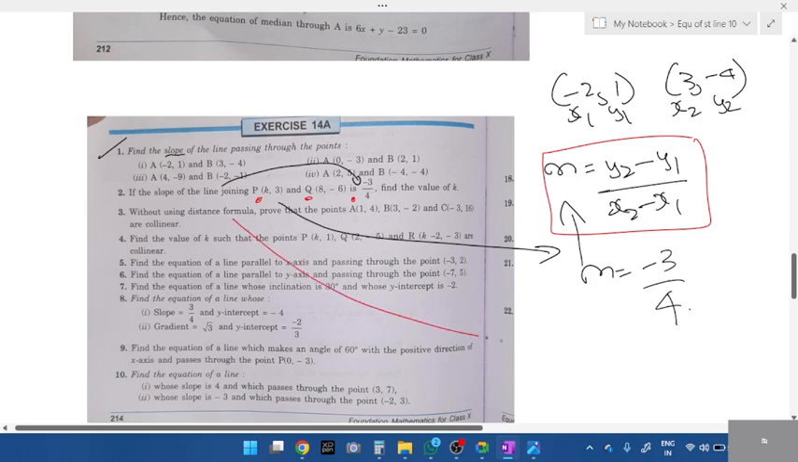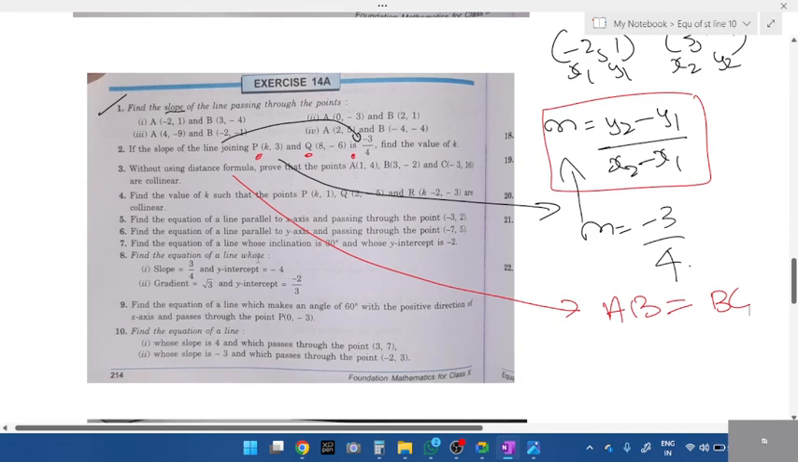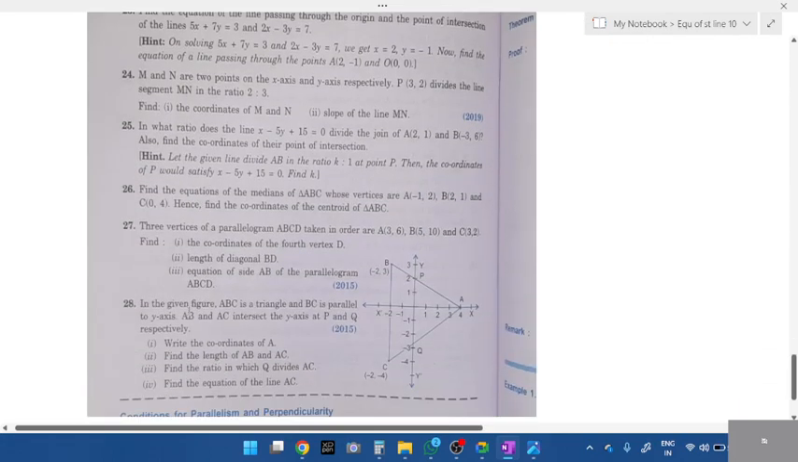Next, collinear formula. Slope of AB is equal to slope of BC. Use that, you'll find collinear. Even the fourth one, collinear. Then the parallel concept. Whatever we solved, parallel to x, parallel to y, parallel. Eighth question. Slope is given, intercept is given, gradient is given. We need to find the equation. Ninth question, 10th one. Everything is easy, students. Nothing is tough except the last 3-4 questions here. Okay, 3 or 4 questions are a bit tough.